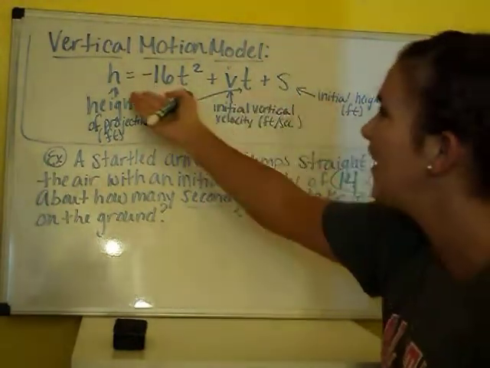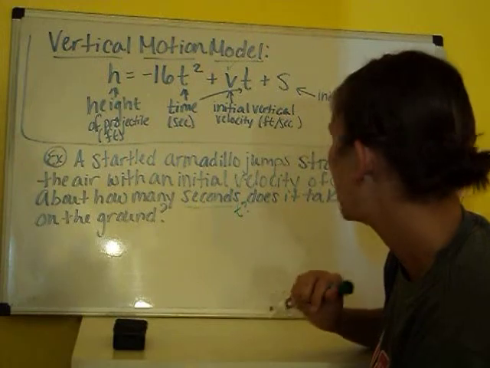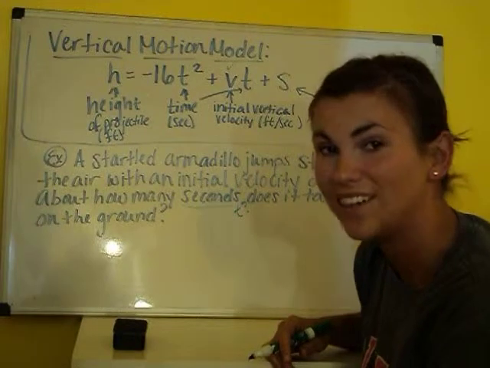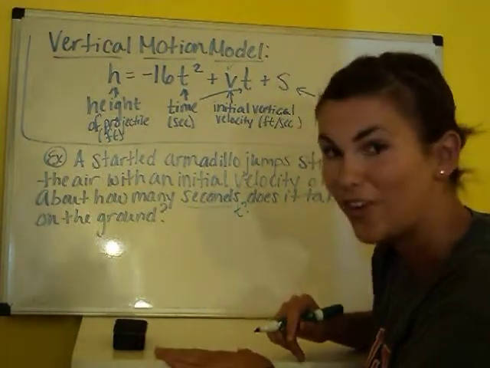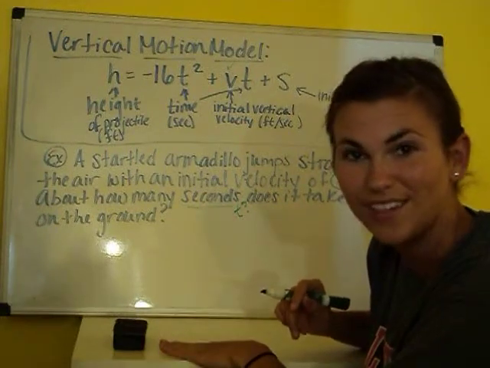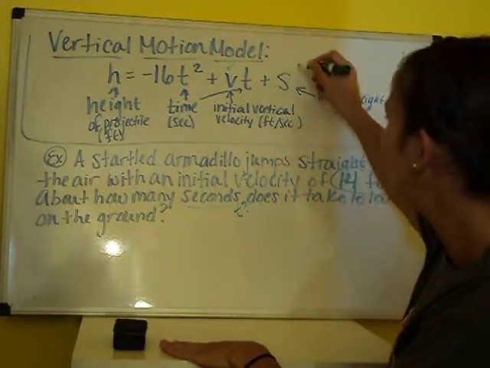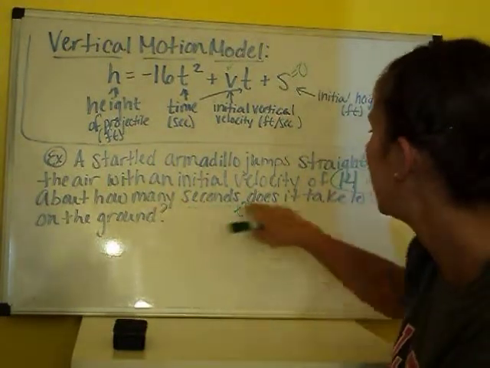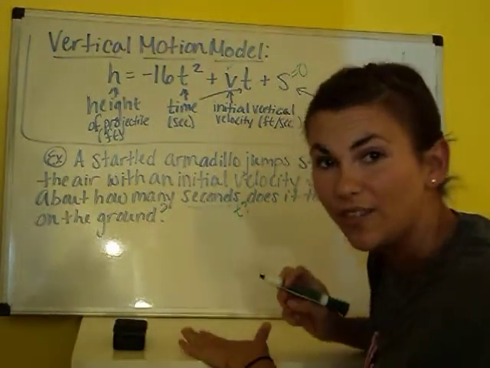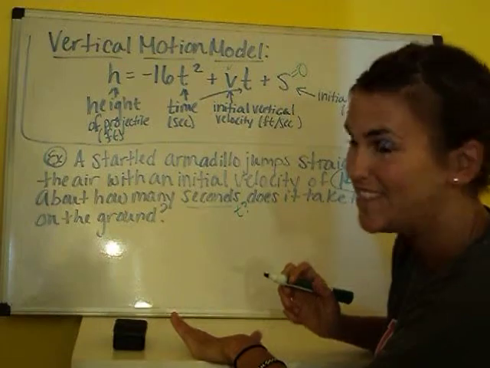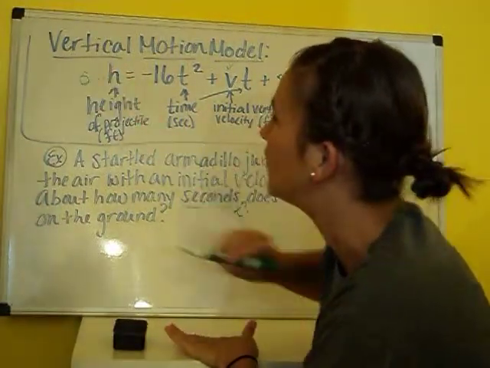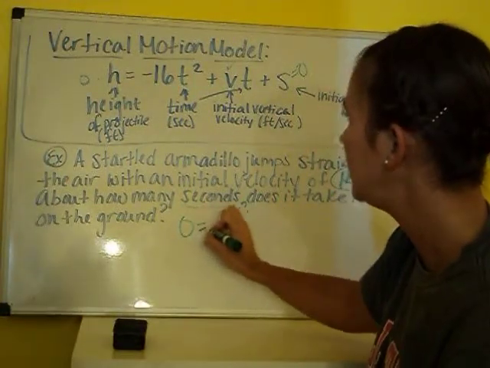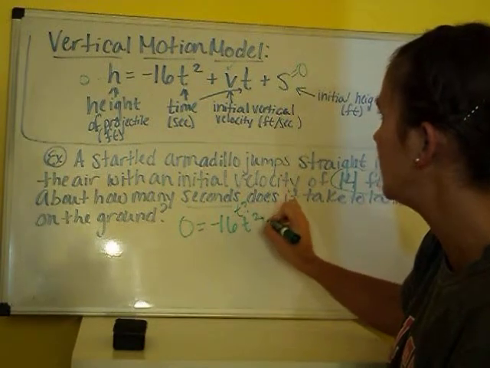Now we need to look for our initial height and our end height. A startled armadillo jumps straight into the air. If an armadillo is startled and he jumps, where is he jumping from? The ground. Okay, the initial height of the ground is what? 0. So here our s is going to equal 0. That's nice. Okay, how many seconds does it take to land on the ground? So what is his end height? His end height is also 0. That's a 0.